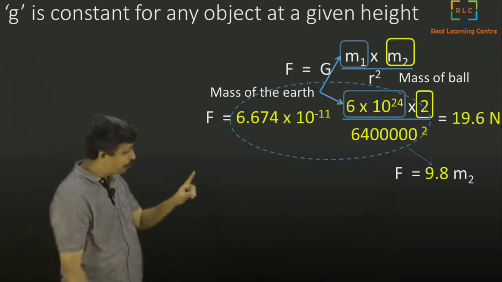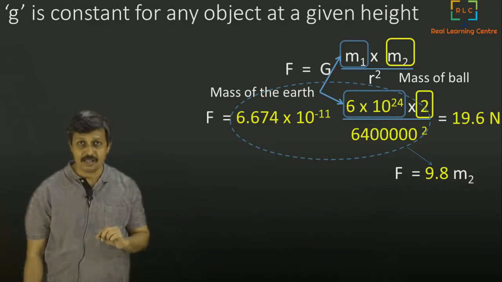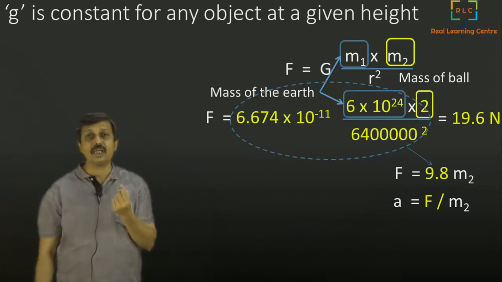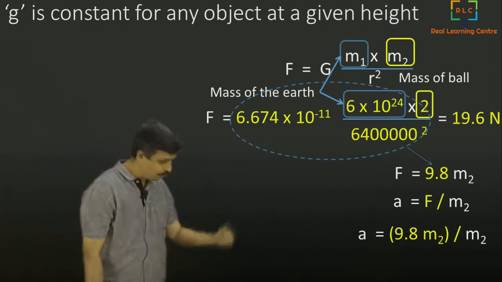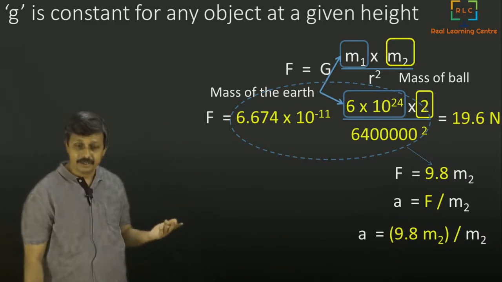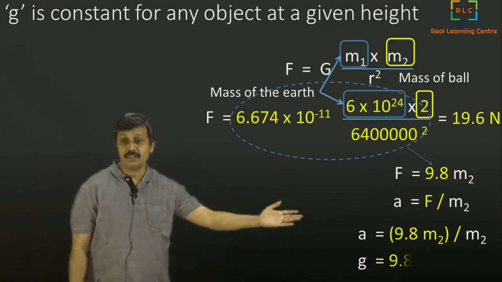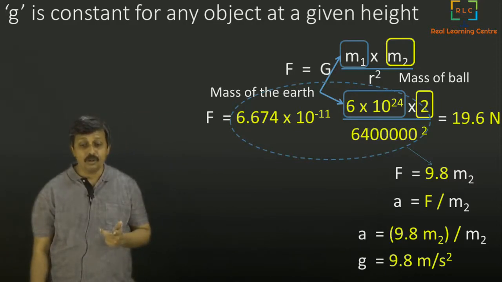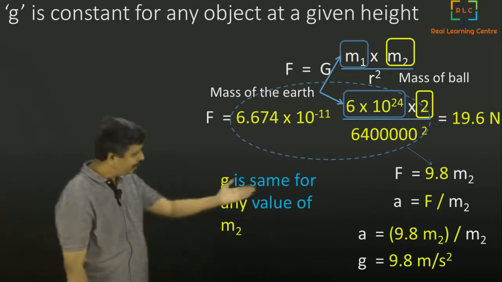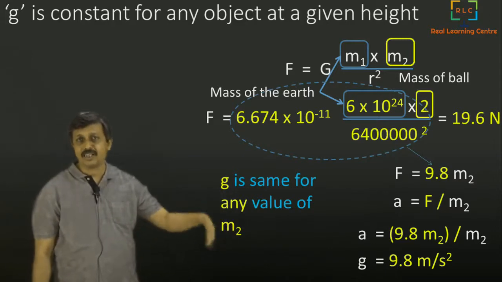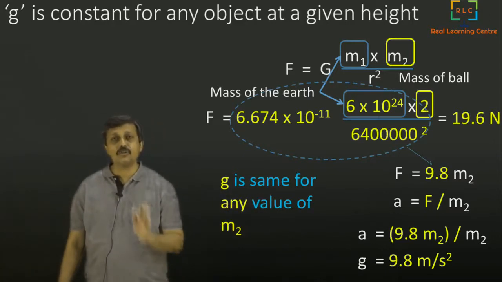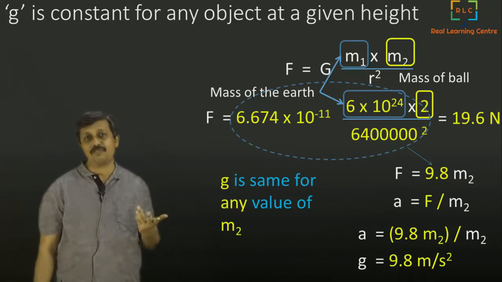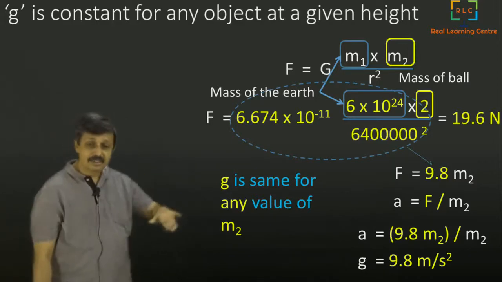We claim that this 9.8 is nothing but small g, that is acceleration due to gravity. So let us see, acceleration is what? F by m. Any acceleration, when you want to calculate it, is F by m. F is 9.8 m2 divided by m2. So m2 gets cancelled and you get 9.8, and we call it g. g is 9.8 meter per second square. Whatever the value of m2 you take, finally that m2 gets cancelled. Whether it is 2 kg, 4 kg, 10 kg, 1 gram, everything gets cancelled. Hence, you are going to get 9.8 only, the same for any value of m2. Hence, the acceleration due to gravity is constant at any given height.